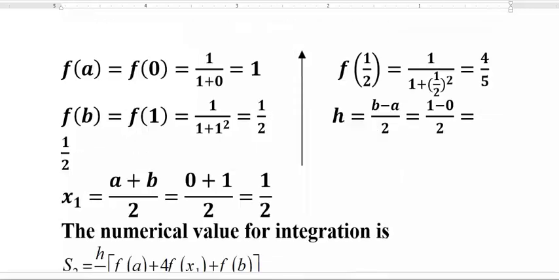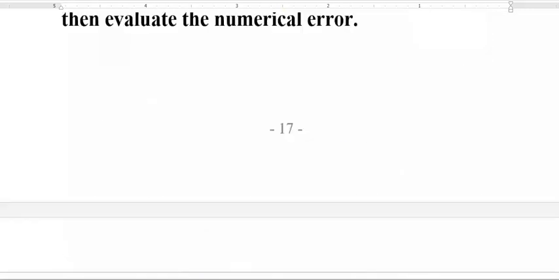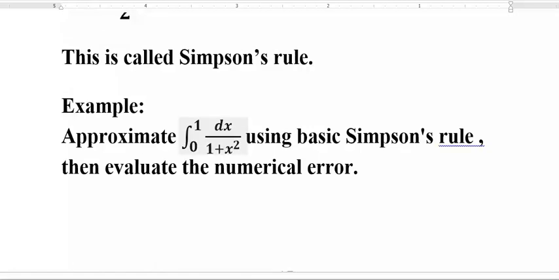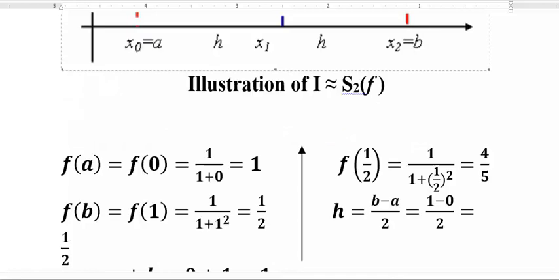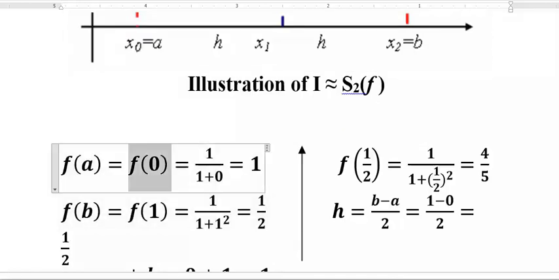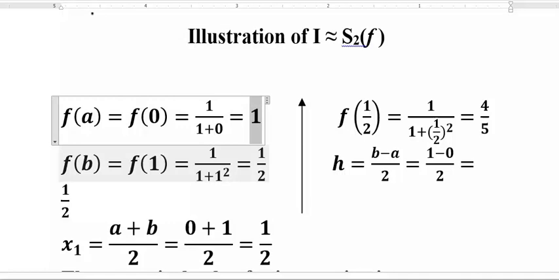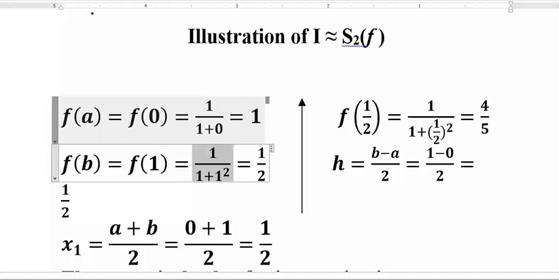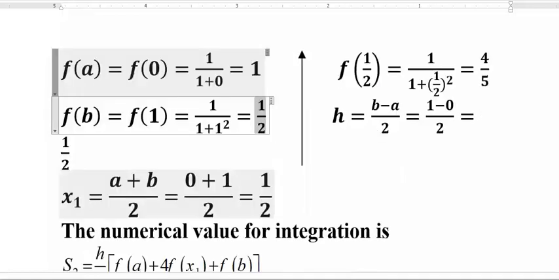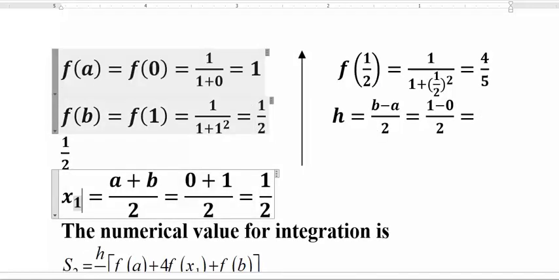Let's evaluate f of a in our example. The function is 1 over 1 plus x squared. So f of a equals f of 0, 1 over 1 plus 0, so the result is 1. F of b equals f of 1, so the result is half. And x1 equals a plus b over 2, which is equal to half.